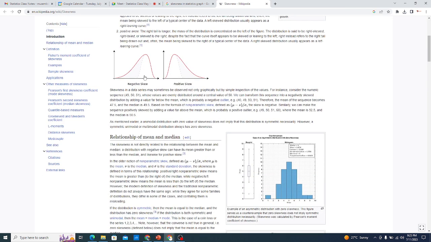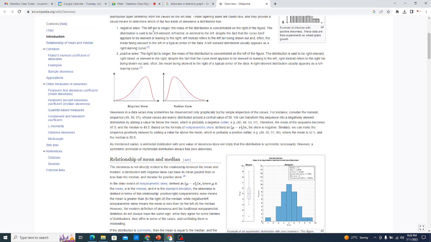So you can see the negative skewness. You can see the tail is moving to the left, or the tail is long to the left. Then for positive skewness, you can see now the tail is long to the right.